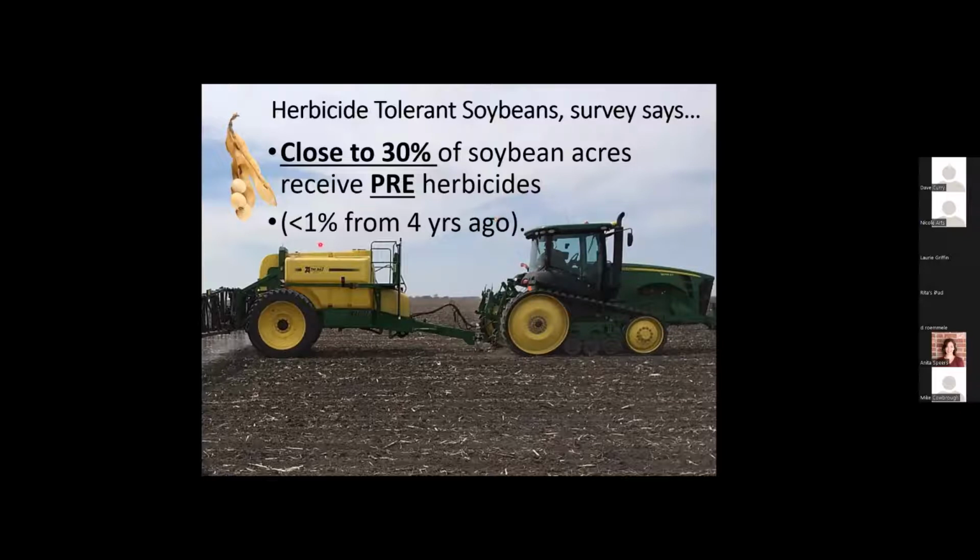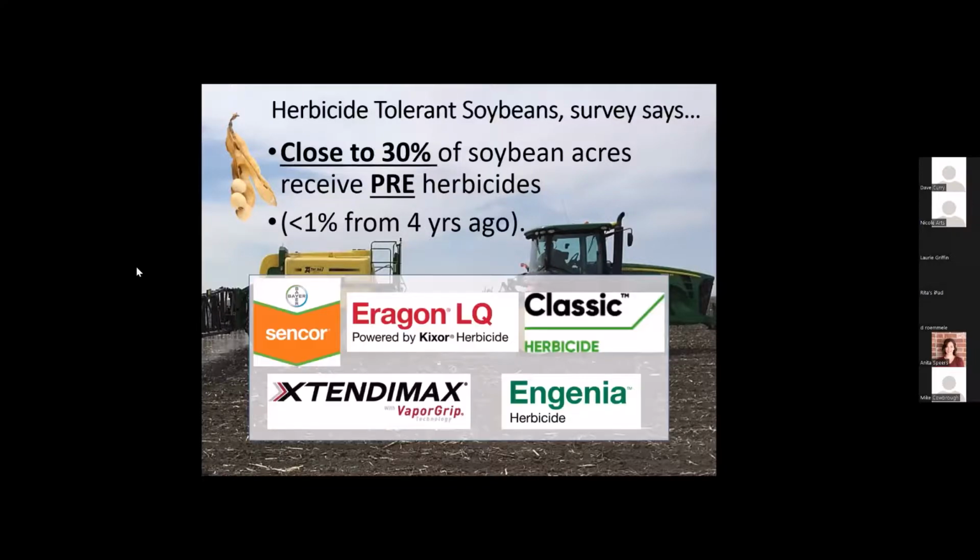And that's up from basically nothing over 4 years ago. And largely the types of products now being used as pre-herbicides are these particular brands. So we see Sencor, which has a residual activity, Extendamax, Ingenia Classic, all herbicides with some level of residual activity. Aragon Liquid, of course, doesn't have residual activity.